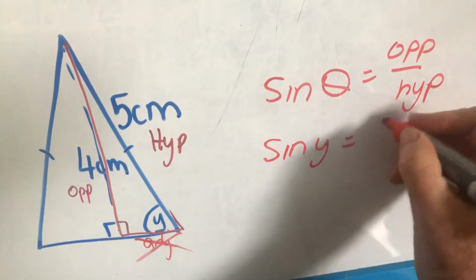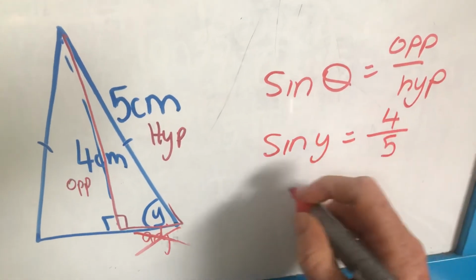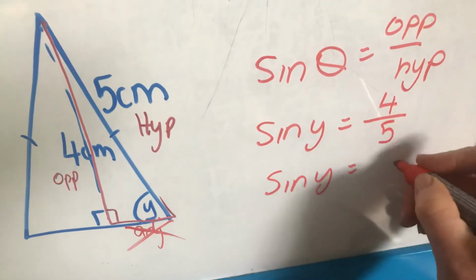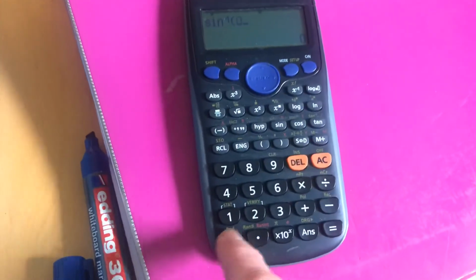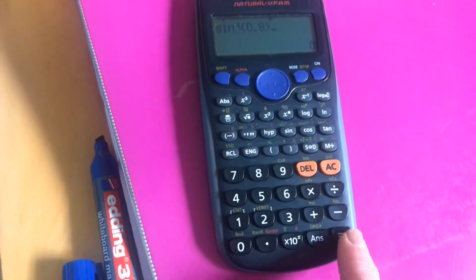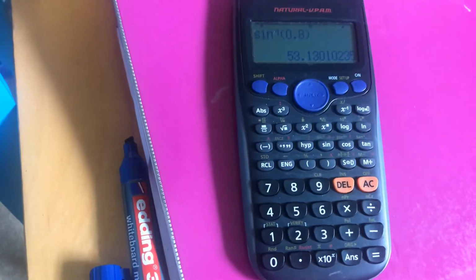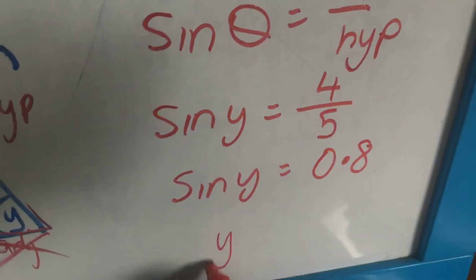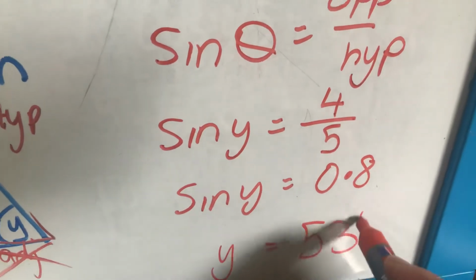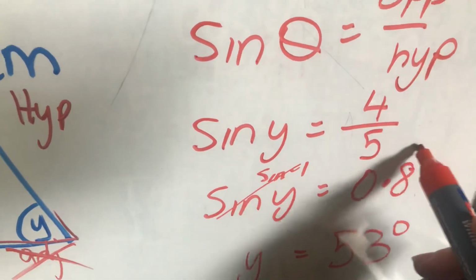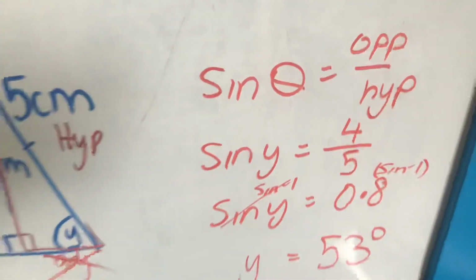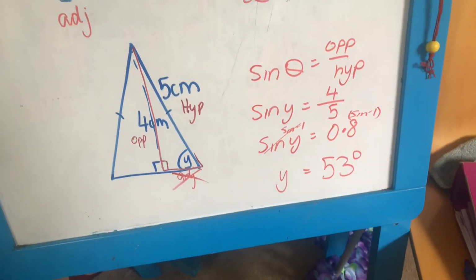Sine of y equals 4 over 5. So the sine of y equals 0.8. So we go over to our calculator. So we want the shift sine of 0.8, the inverse sine of 0.8, which is 53 degrees. So that means y equals 53 degrees, because we do sine to the -1 that side and sine to the -1 of that side. So shift sine 0.8 is 53.